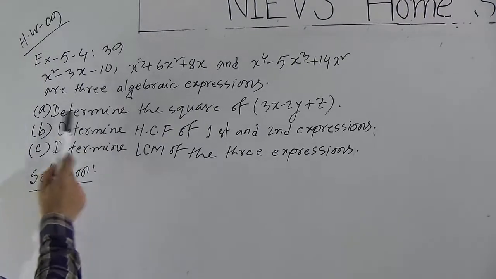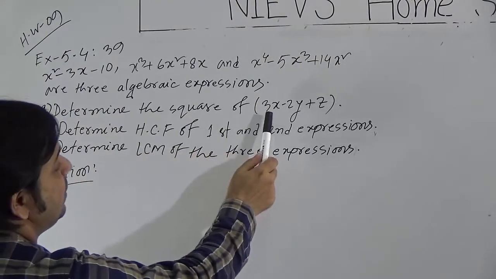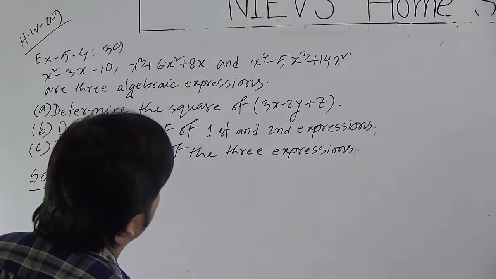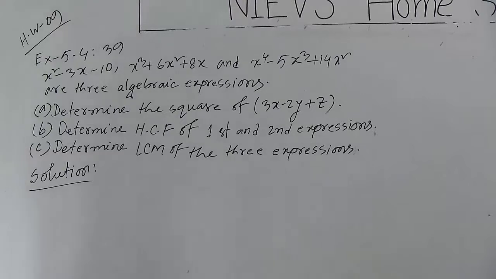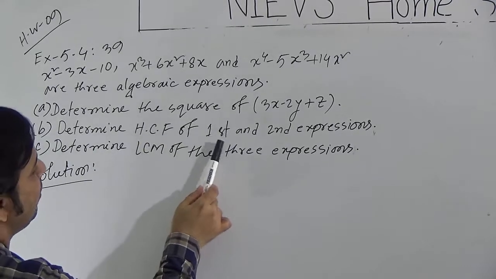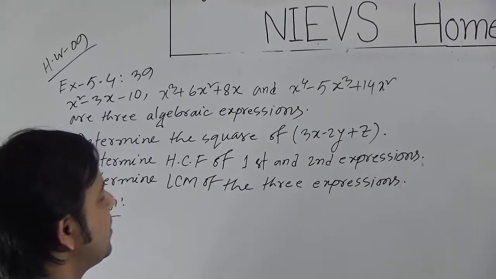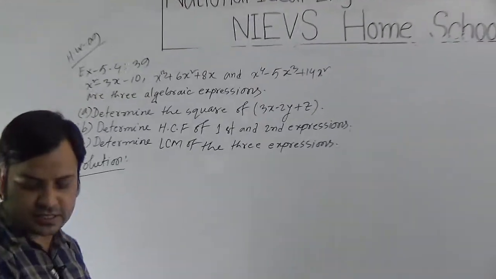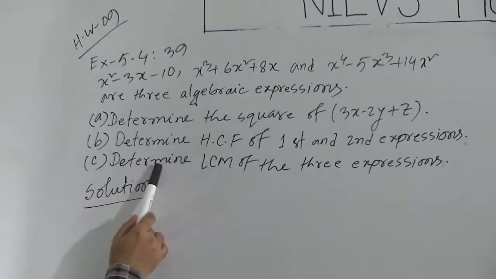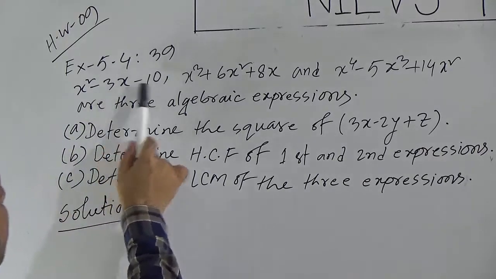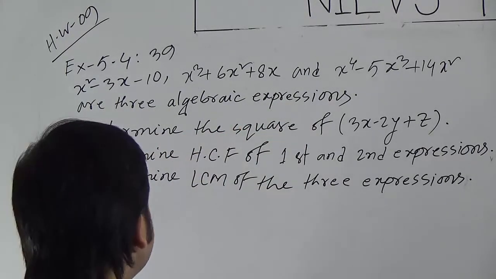Now first question, determine the square of 3x minus 2y plus z. We have to do the square of this expression. Then question B, determine HCF of first and second expressions. Question C, determine LCM of the three expressions. It means three expressions are given, we have to find their LCM.